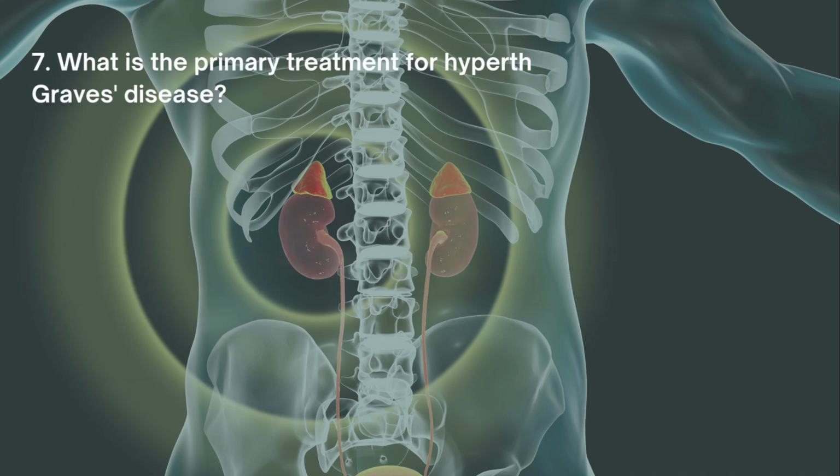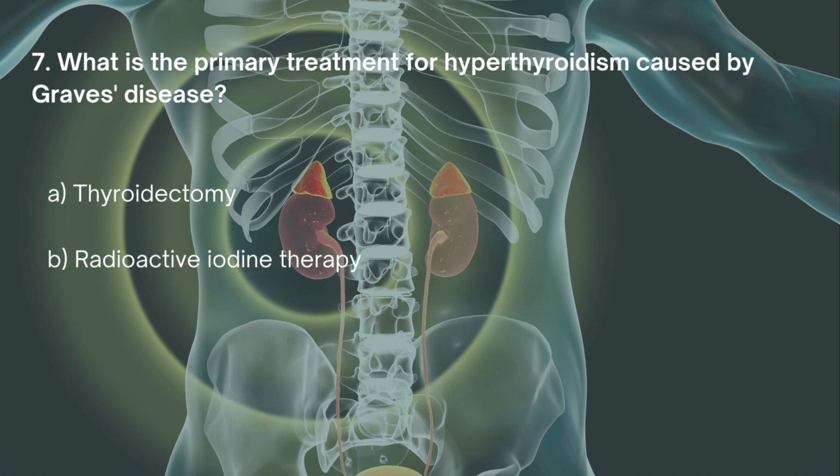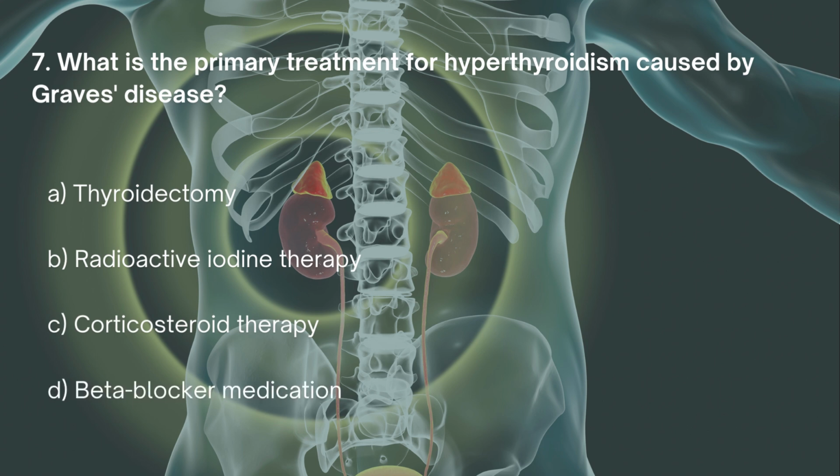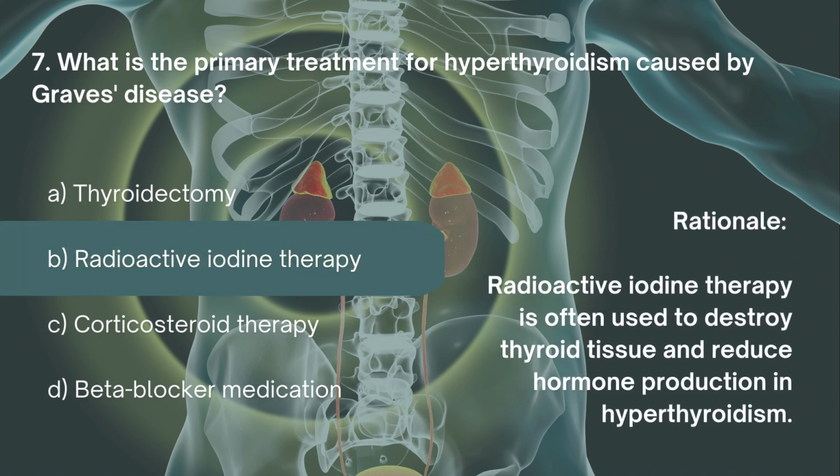7. What is the primary treatment for hyperthyroidism caused by Graves' disease? A. Thyroidectomy. B. Radioactive iodine therapy. C. Corticosteroid therapy. D. Beta blocker medication. Rationale: Radioactive iodine therapy is often used to destroy thyroid tissue and reduce hormone production in hyperthyroidism.